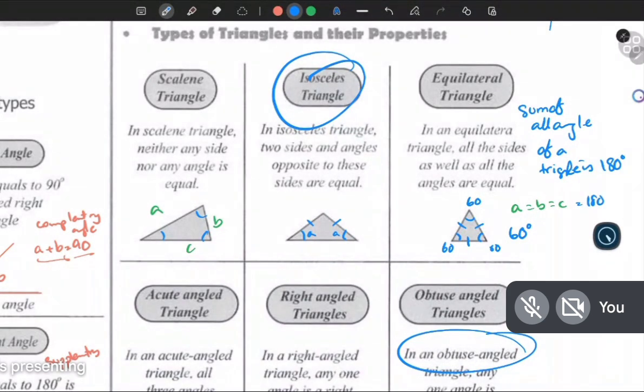This is for equilateral, where all sides are equal and all angles are equal. So this will always have 60 degrees, right? In an isosceles triangle, these two angles will be equal, and then you have another angle. Here all three would be different, but A, B, C, when you sum them up, it will be equal to 180.